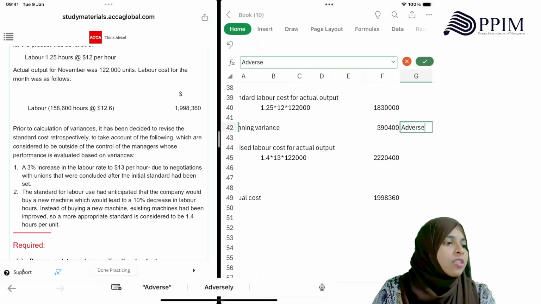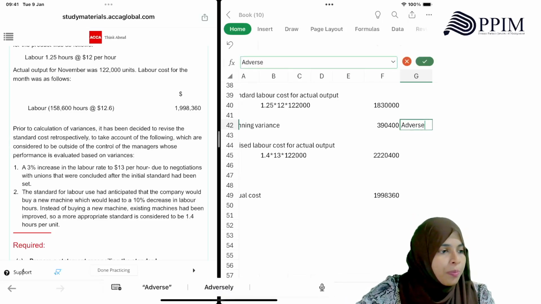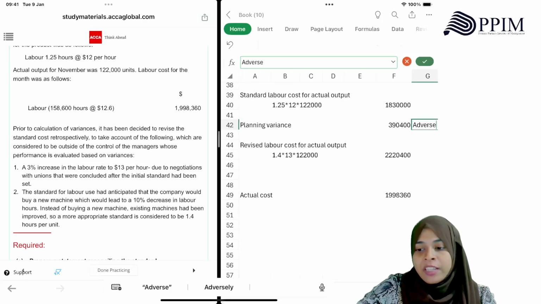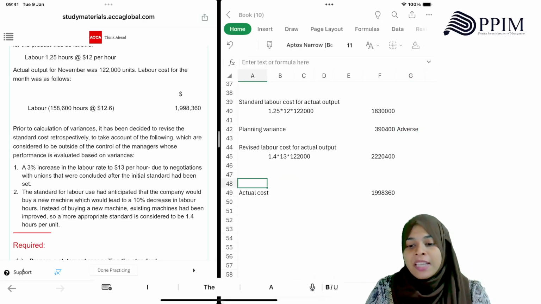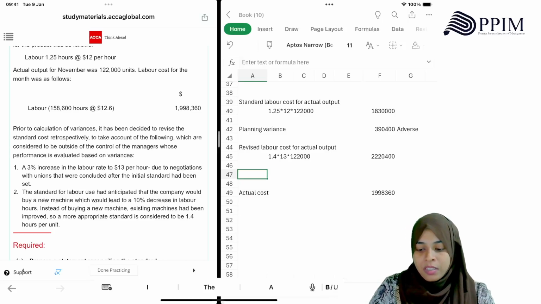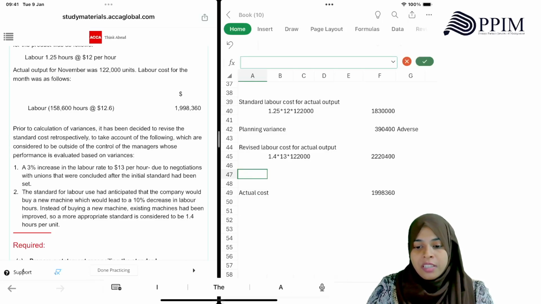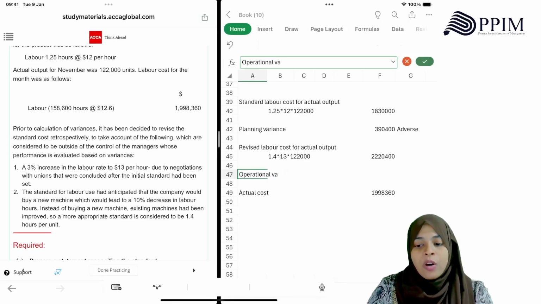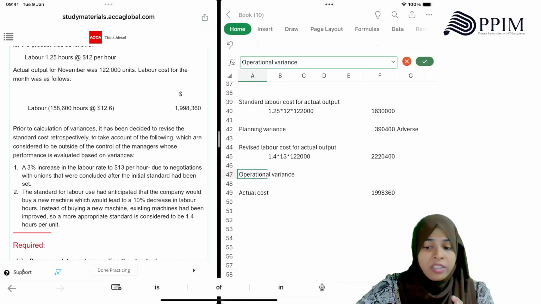I do it with logic. Costs have gone up. The standard and revised costs have gone up. So it's an adverse planning variance. Difference between revised and actual is what? Right. Operational variance. With operational, the costs have gone down. Correct. We are now finding the total planning variance.